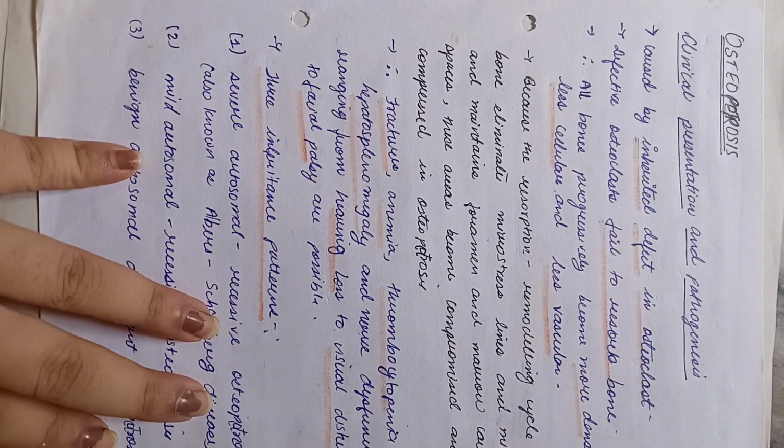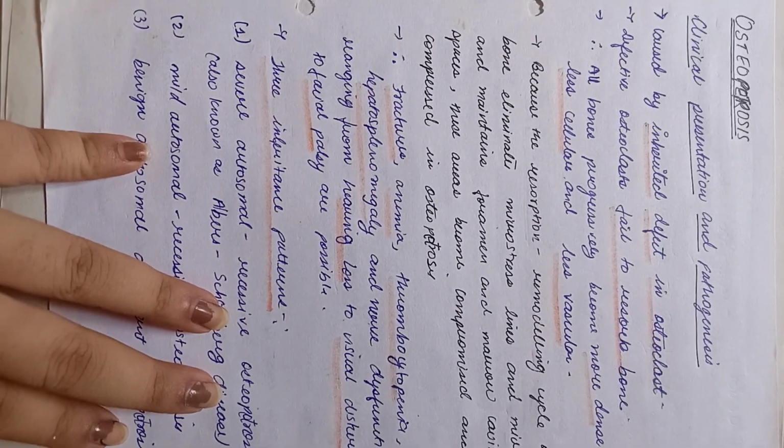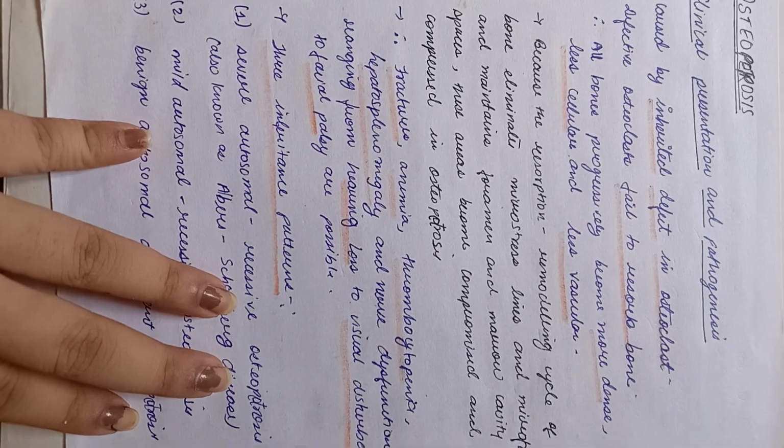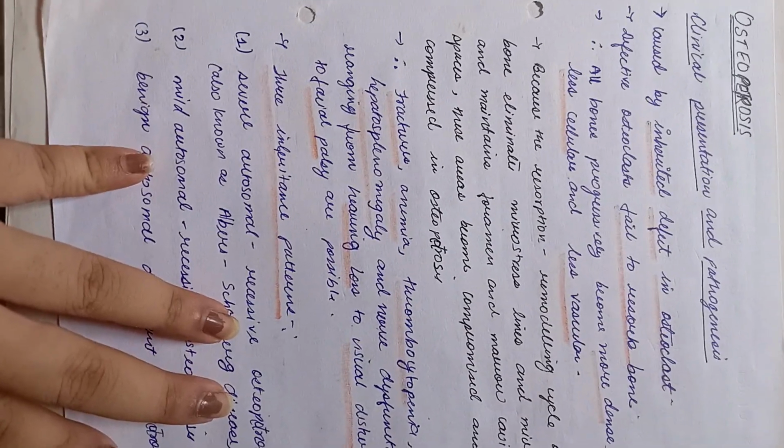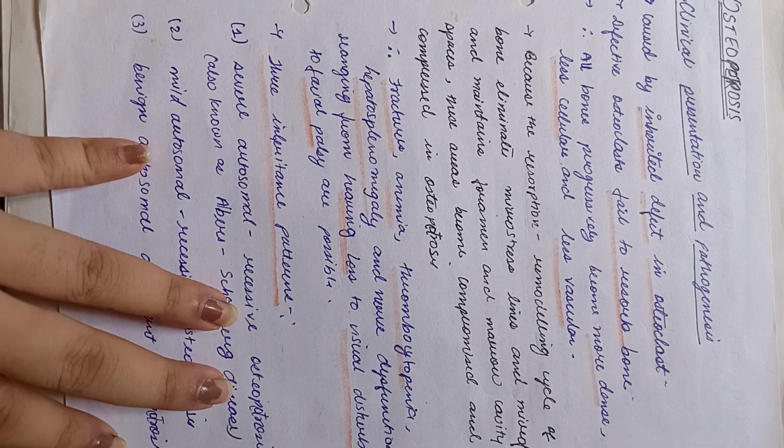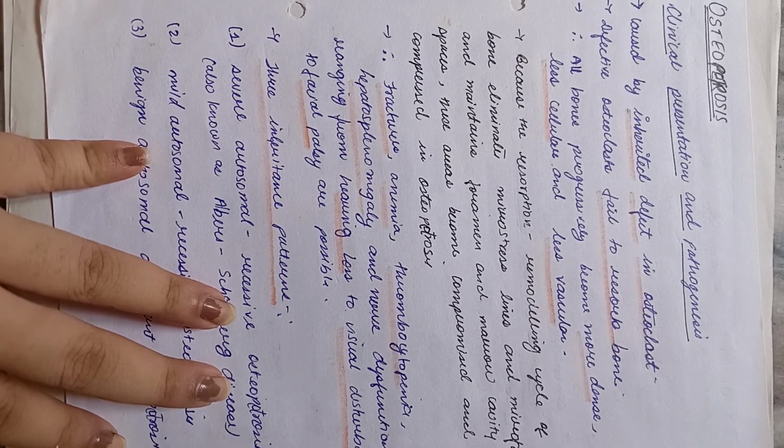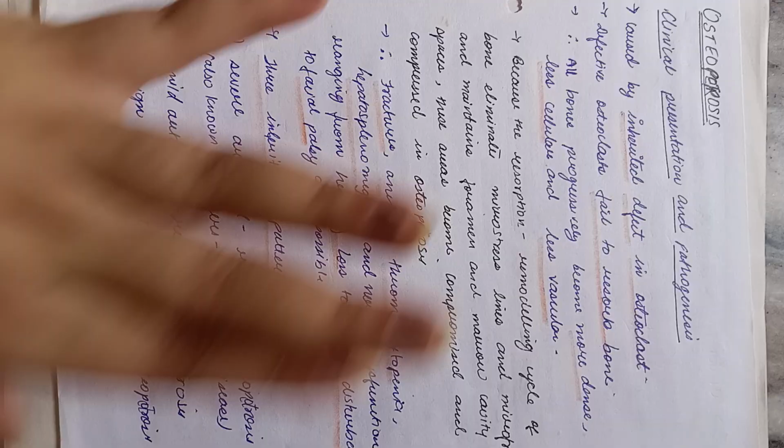Osteopetrosis is caused by an inherited defect in osteoclast. Osteoclast में defect होता है. Defective osteoclasts fail to resorb bone. All bone progressively becomes more dense, less cellular and less vascular.